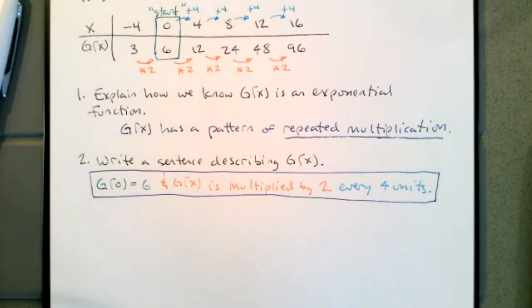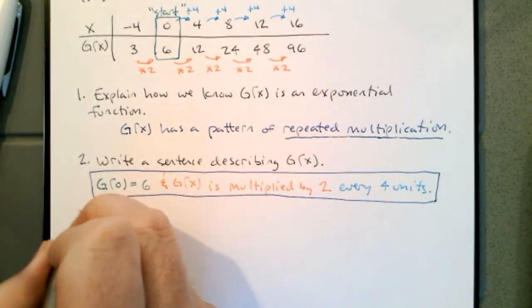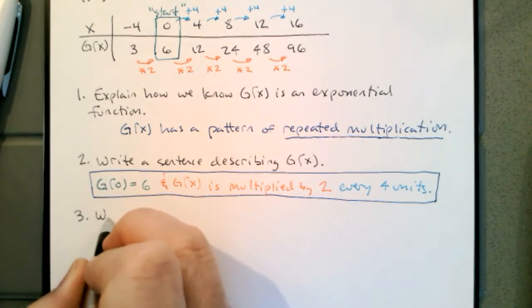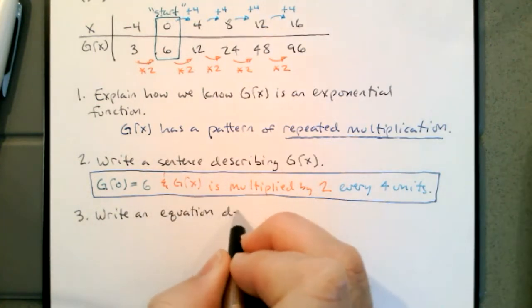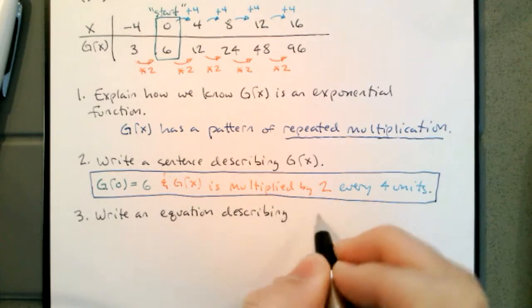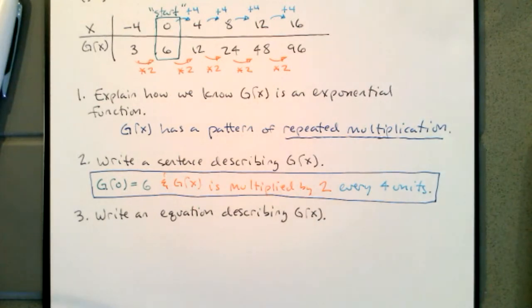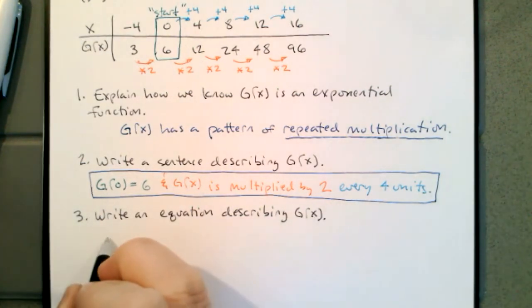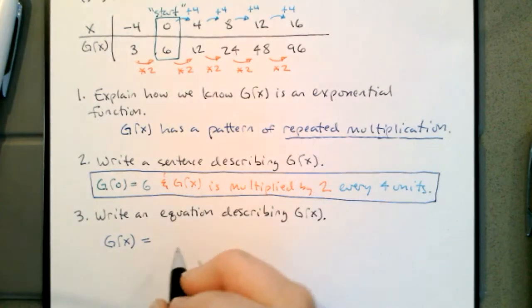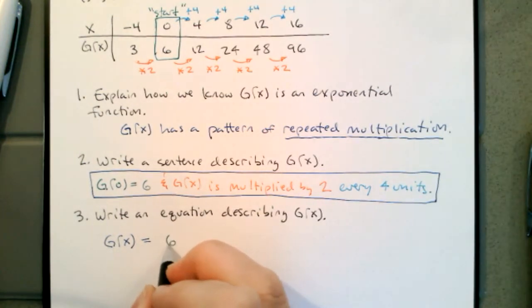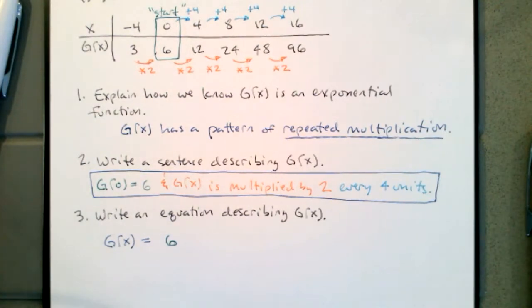Now that we have a sentence describing our function, we'll want to be able to write an equation describing g of x. And we're going to do this similar to how we did the linear function yesterday. We're going to write where it starts, we're going to write how it's changing, and then we're going to write how often it makes that change. So let's write g of x. When we have the y-intercept, we use that for a starting place. It's our favorite starting place, right in the middle of the x-axis is the y-axis.